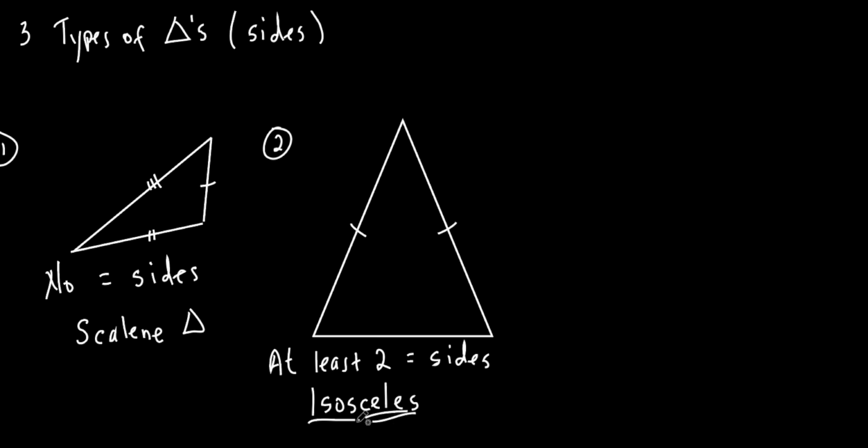It's got two words, right? Isos and then celes. The S and the C are next to each other. It's a hard word to spell sometimes, but if you break it down into these two, it's easy.